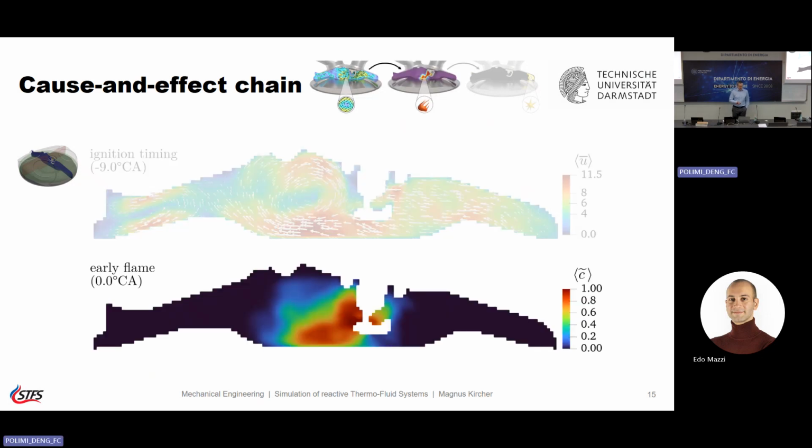Bringing this in connection to the flame, here's the ensemble average of the combustion progress variable. And we can interpret this as a flame probability. So value of 1 means that all my 18 LES realizations have seen a flame here.